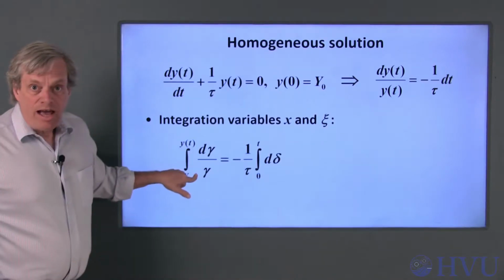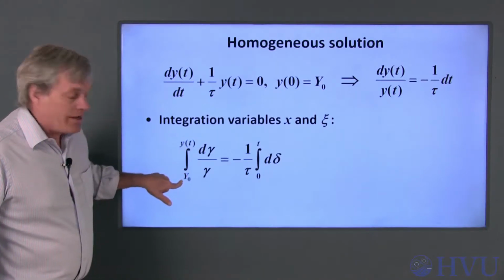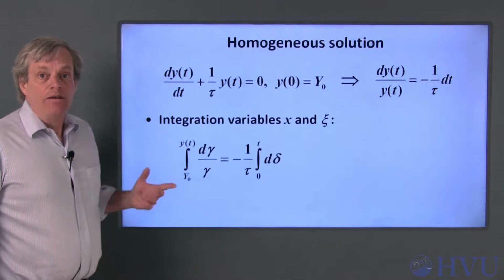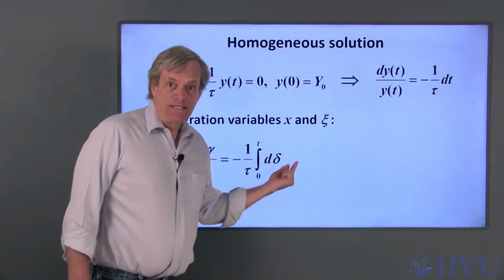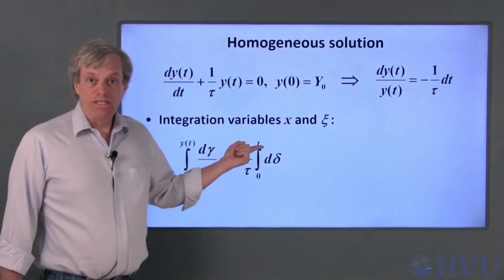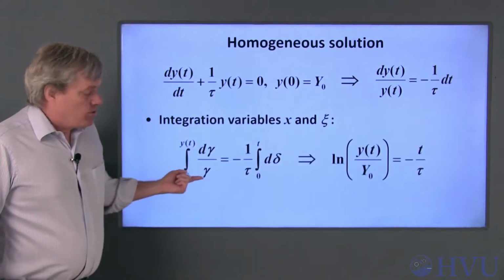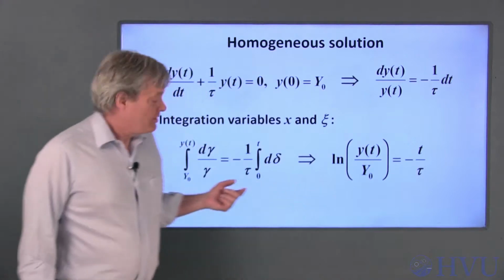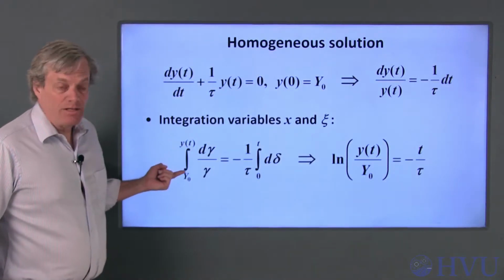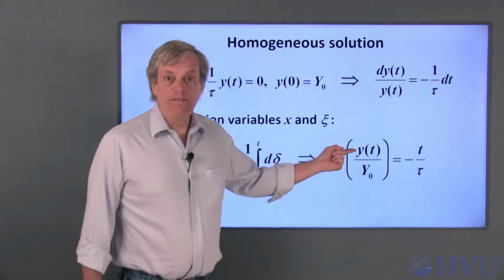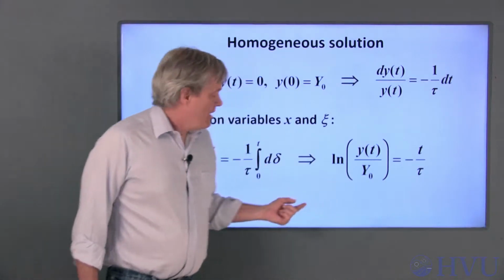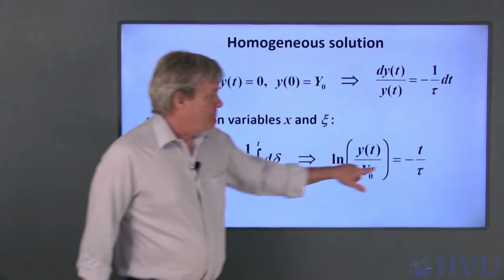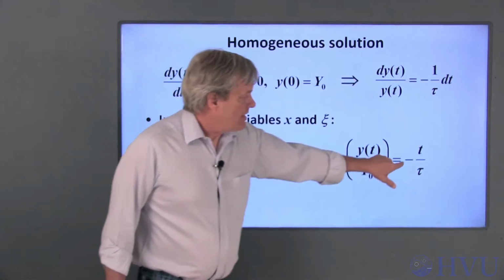dy over y is integrated from the initial value of y, y0, to the value of y at time t. The dummy integration variable delta is integrated from 0 to t. dy over y integrates to the natural log of y. If I substitute the upper and lower integration limits, I get the natural log of y of t divided by y0. Integrating d delta and substituting the integration limits just gives me t, so this term becomes negative t over tau.